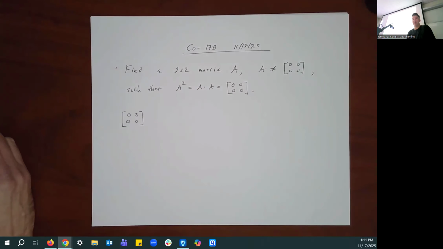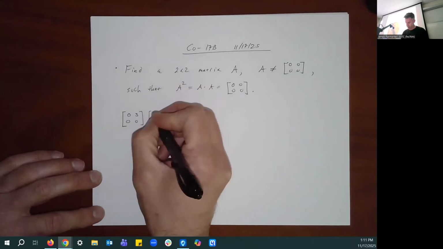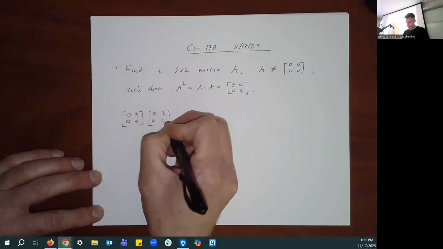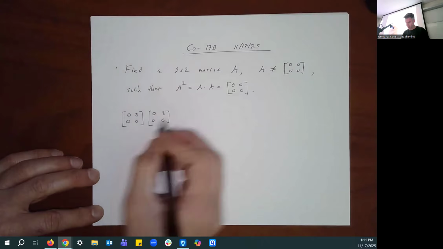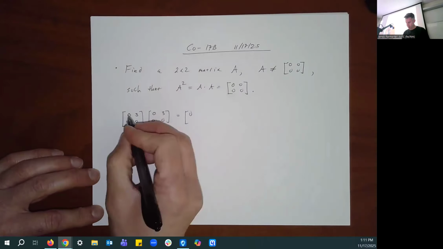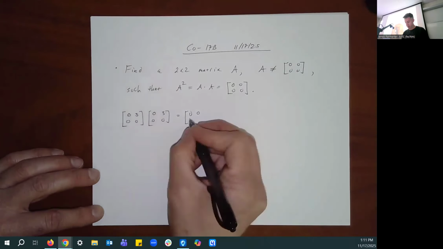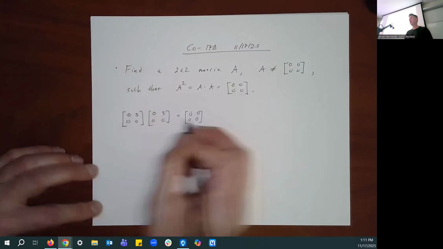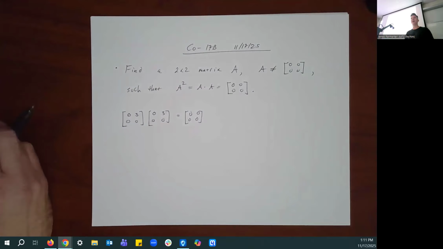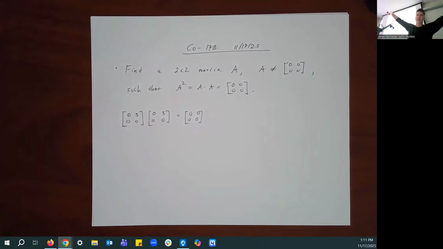If you multiply that matrix by itself, you get, let's take a look, 0 times 0 plus 3 times 0. Yep, that's 0. And 0 times 3 plus 3 times 0, 0 again. And 0 times 0 plus 0 times 0, 0. And yeah, all zeros. But that's kind of not very interesting in that, sure, I just showed an example. But how do we figure out a generalized example?